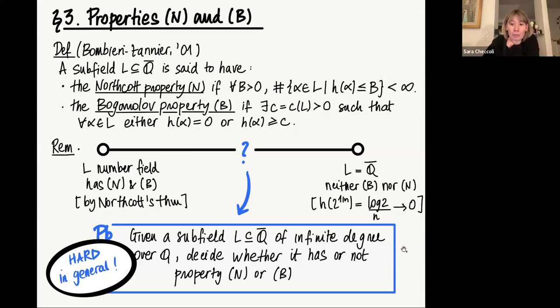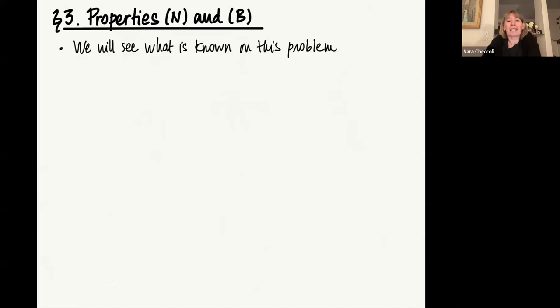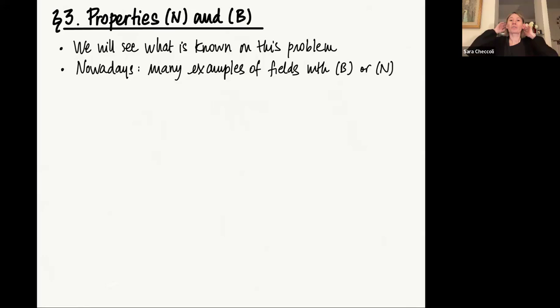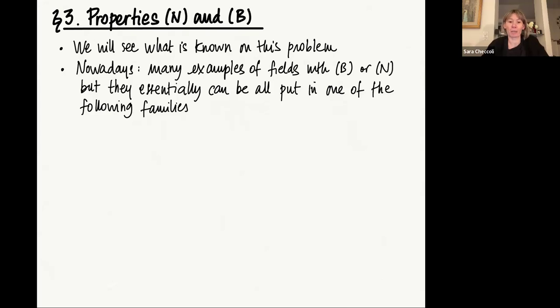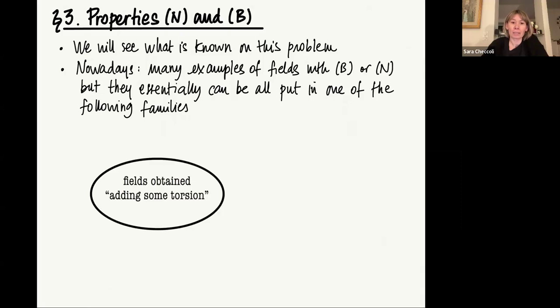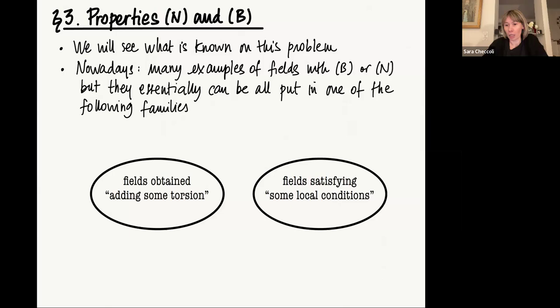So I will try to tell you what is known and what is open about these properties. Nowadays there are quite a lot of examples of fields with B and N. They have been studied a lot in the last decades, since the Bombieri and Zannier paper, but of course lower bounds for the height were proved way before. But all the many examples that we have can essentially be put in two families, at least most of them. The first one is that of fields that are obtained adding some torsion. The other one is that of fields that satisfy some local conditions. I will be more precise later about all of that.